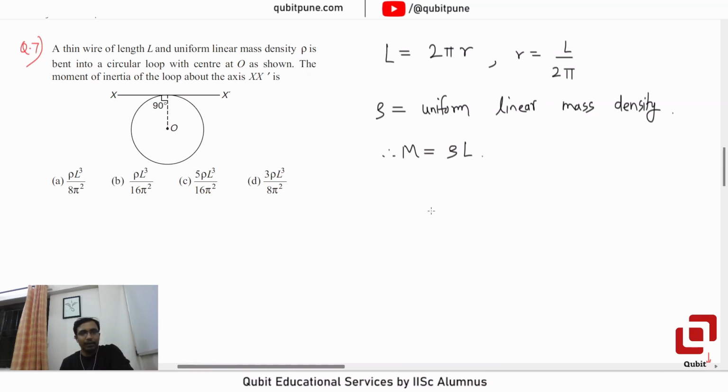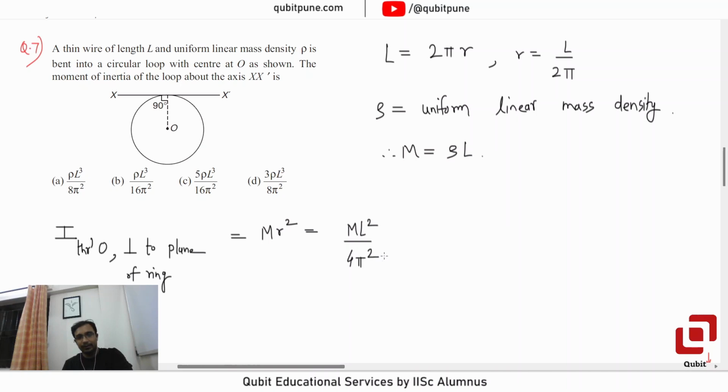Okay, now we have to find the moment of inertia of the loop about the axis x prime. So first of all, we have to find it about its centroidal axis, I through O, perpendicular to the plane of the ring, that is mr squared. For a ring it is mr squared, but what is r? L upon 2 pi, so ml squared upon 4 pi squared.